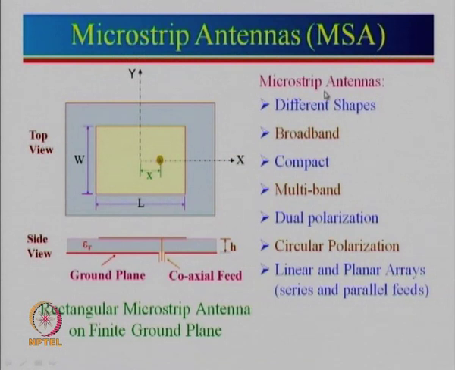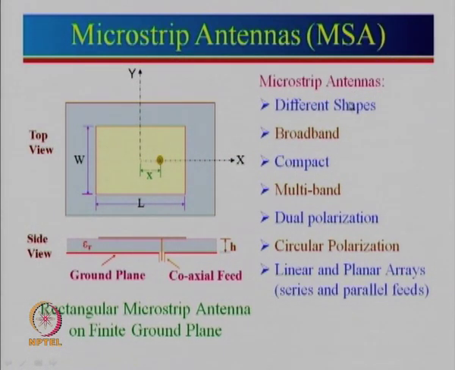In fact, there are flexible PCBs available which can be wrapped around a missile. It can be put underneath the aeroplane, it can be put inside a pager or a mobile phone. So, microstrip antennas are gaining a lot of advantages, and in this particular course we will talk about so many different types of microstrip antenna.